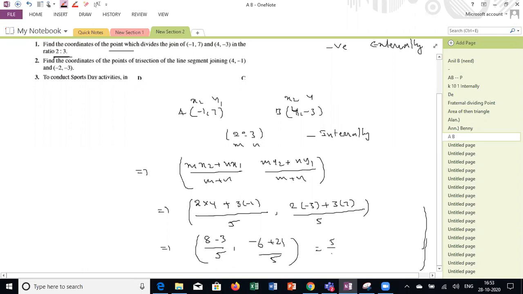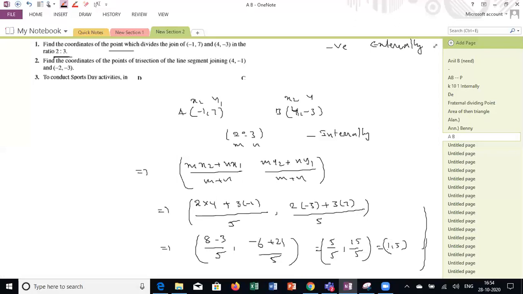What is the answer? I got the coordinates 1, 3. So the calculation is yours. However you want, you can do the calculation, but you will get the common answer. Yes, sir. Got it, sir.